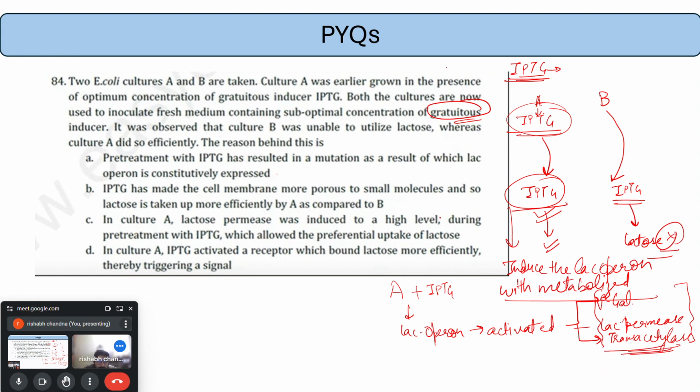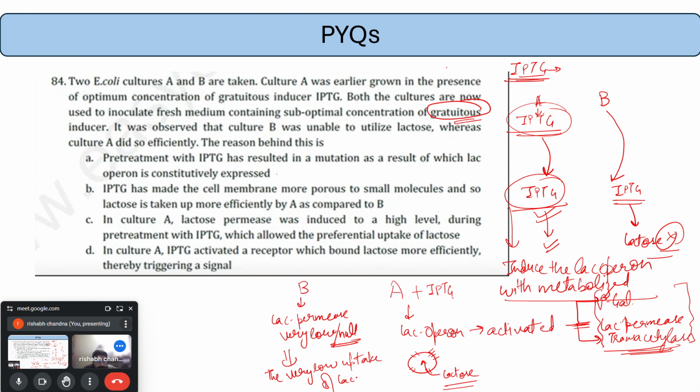Then what will happen? Lactose permease is also already present in the system. So what would be the case when lactose permease would be there? It would have formed the transporter to selectively transport lactose inside the cell very efficiently. Now, in B case, what would have happened? The lac permease level would be very low or null, leading to very low uptake of lactose. Okay, so the bacteria could not utilize the lactose very efficiently as compared to A.